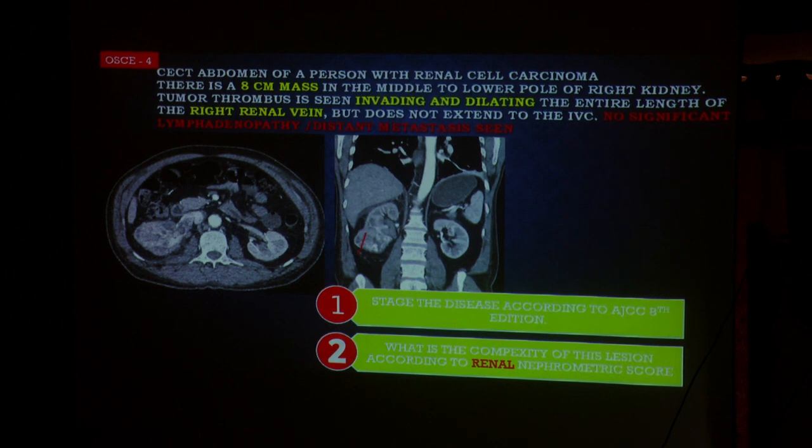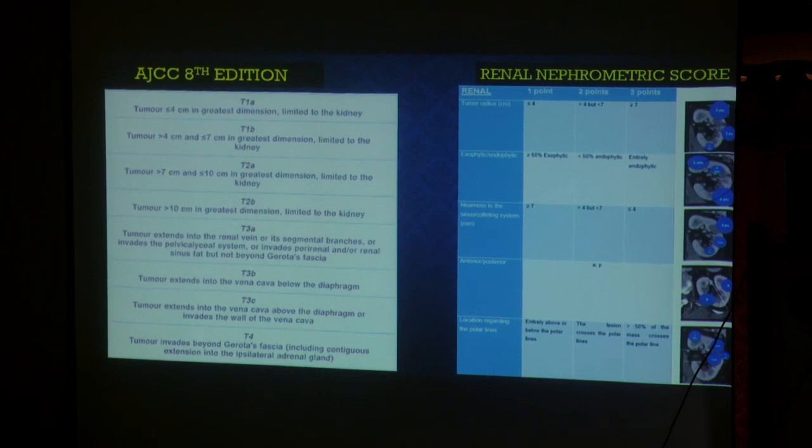So, stage this disease according to AJCC 8th classification. So, what will be the staging when there is a renal mass infiltrating renal vein alone? We will go to that. The second part of the question is, how will you classify this lesion according to the complexity of the lesion with the help of renal nephrometric scoring system? So, questions like this can come. So, you should know the TNM staging as well as renal nephrometric scoring system.